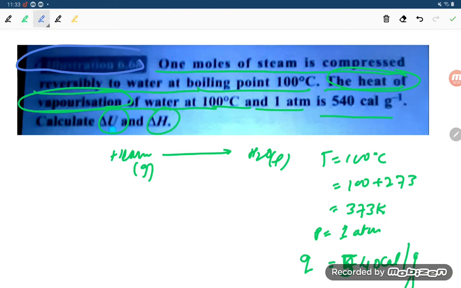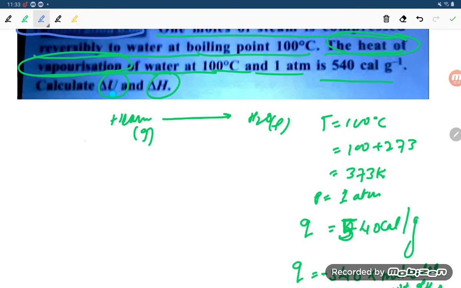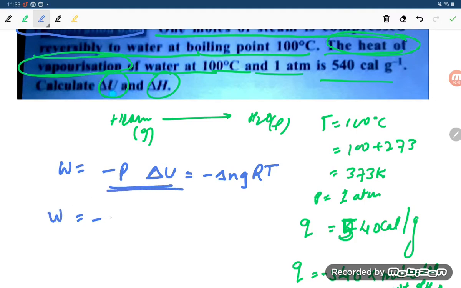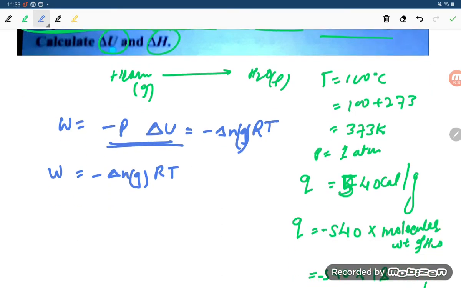To calculate delta U and delta H, we need to calculate the work also. So W, if you are calculating, student, W is equal to P delta V, the external pressure to compress. P is given, volume is not given. So that equation you can write as minus delta n g RT. Delta n is the number of gaseous products minus reactants, so that is 0 minus 1, which is minus 1.